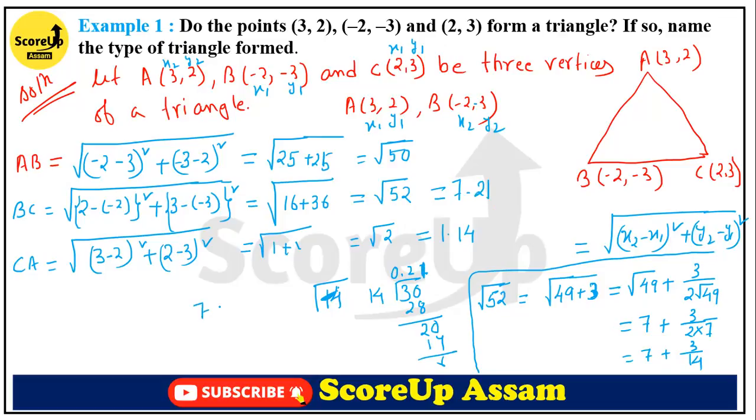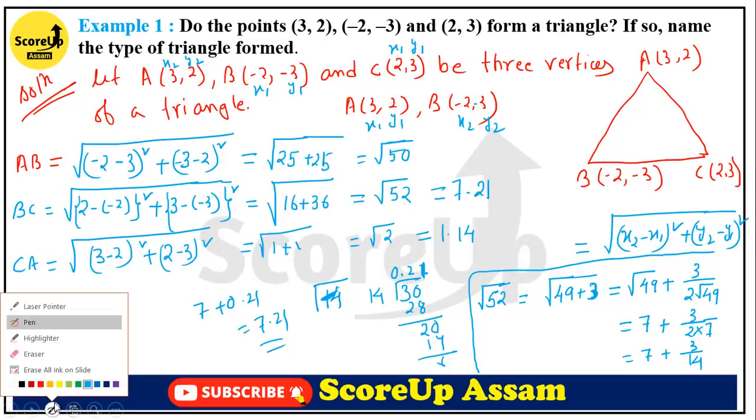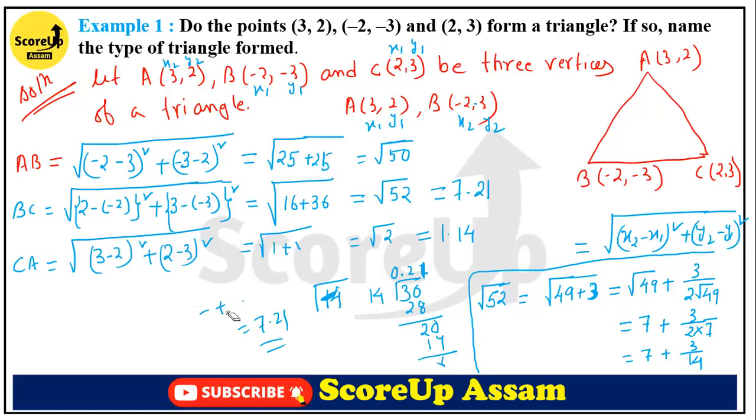If you add 7 plus 0.21, it will be 7.21. Okay. Now what about root over 50? Let me show you how to find the value of root over 50.